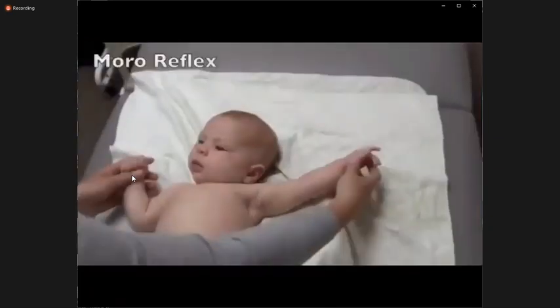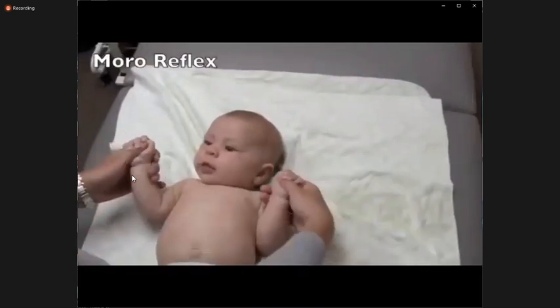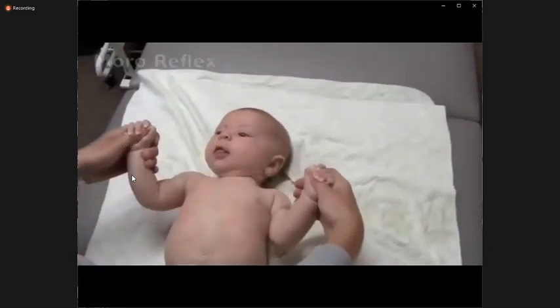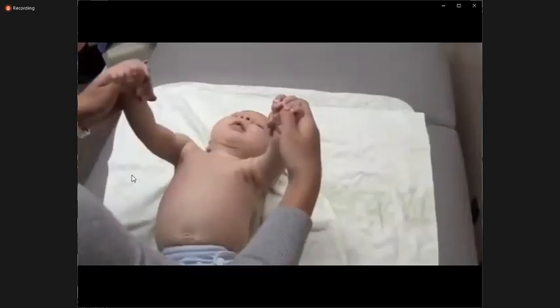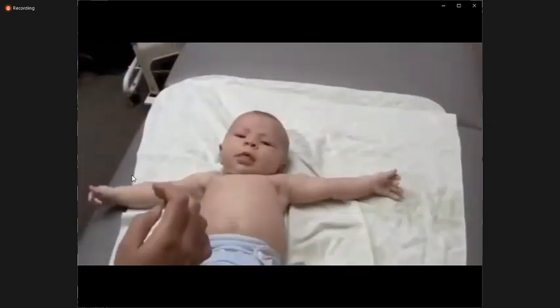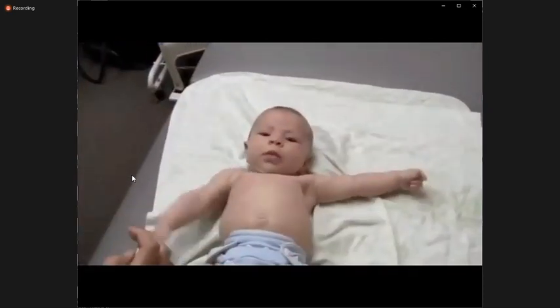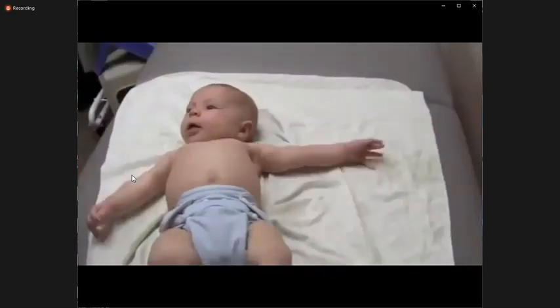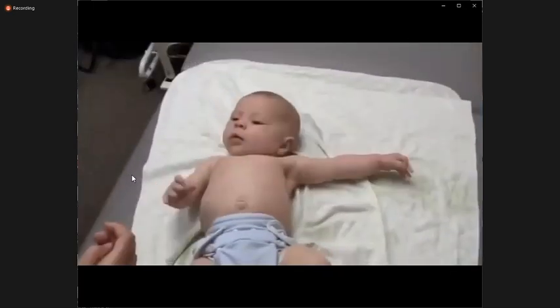Now we're going to demonstrate the Moro reflex. As the infant shows it, the infant's arms will extend way out, sometimes out forward and sometimes out to the sides. That reflex typically extinguishes around 3 to 6 months of age. It's important to check and make sure that it's symmetric.